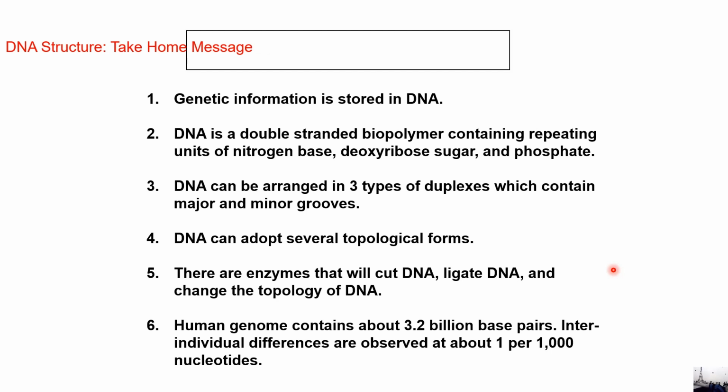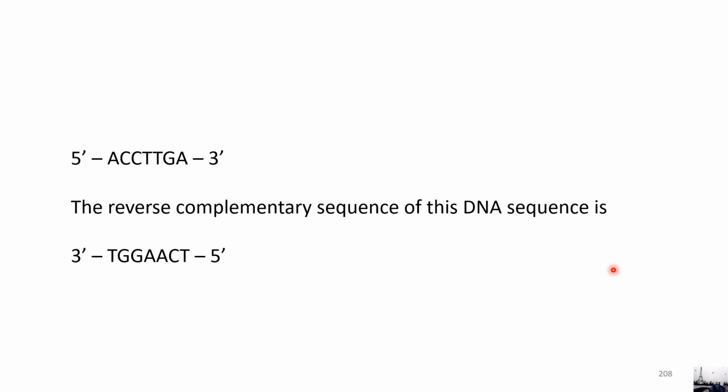So coming to the summary, genetic information is stored in DNA. Obviously, we know that DNA is a double-stranded biopolymer containing repeating units of nitrogen base, deoxyribose sugar, and phosphate. DNA can be arranged in three types of duplexes, which contain major and minor grooves: A, B, and Z. DNA can adopt several topological forms. There are enzymes that will cut DNA, ligate DNA, and change the topology of DNA. And the human genome contains about 3.2 billion base pairs. Individual differences are observed at about 1 per thousand nucleotides.